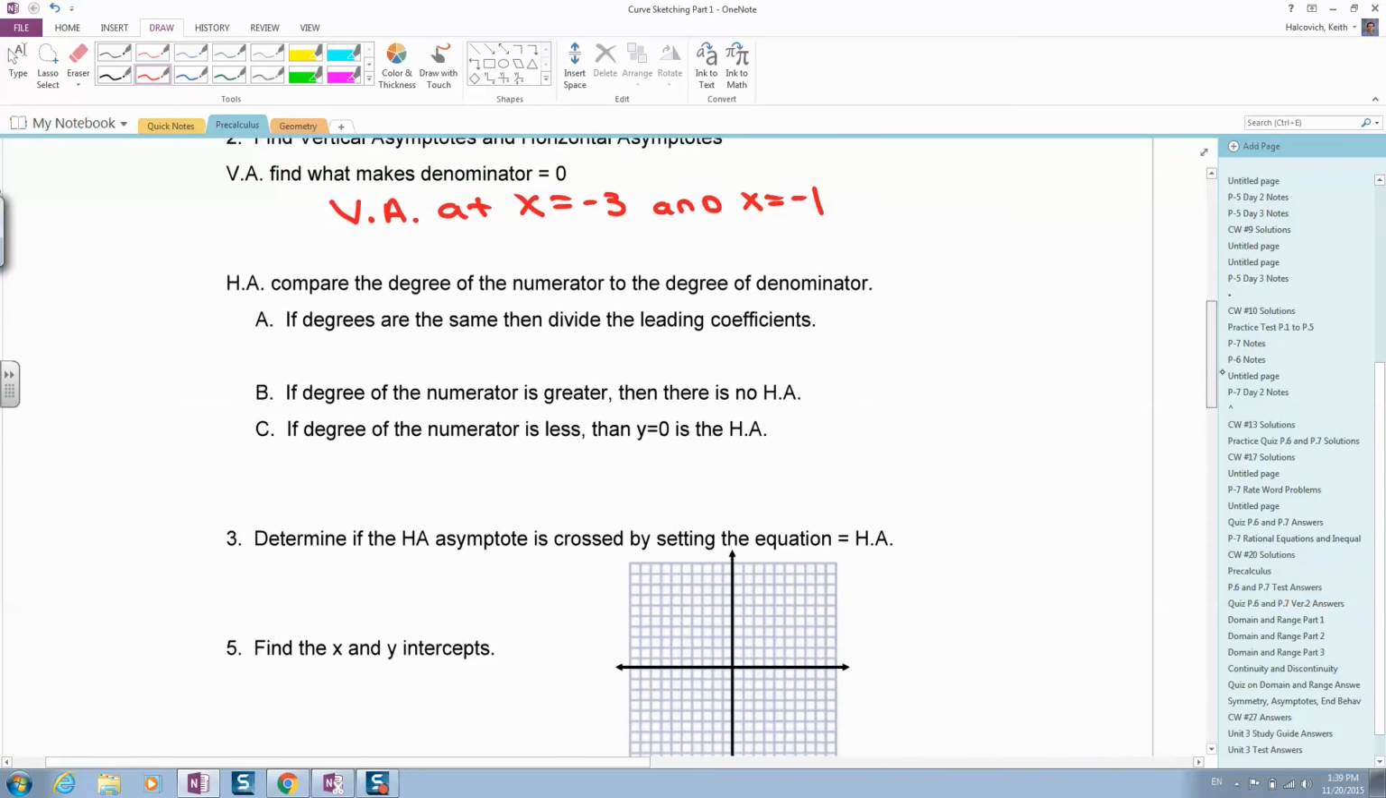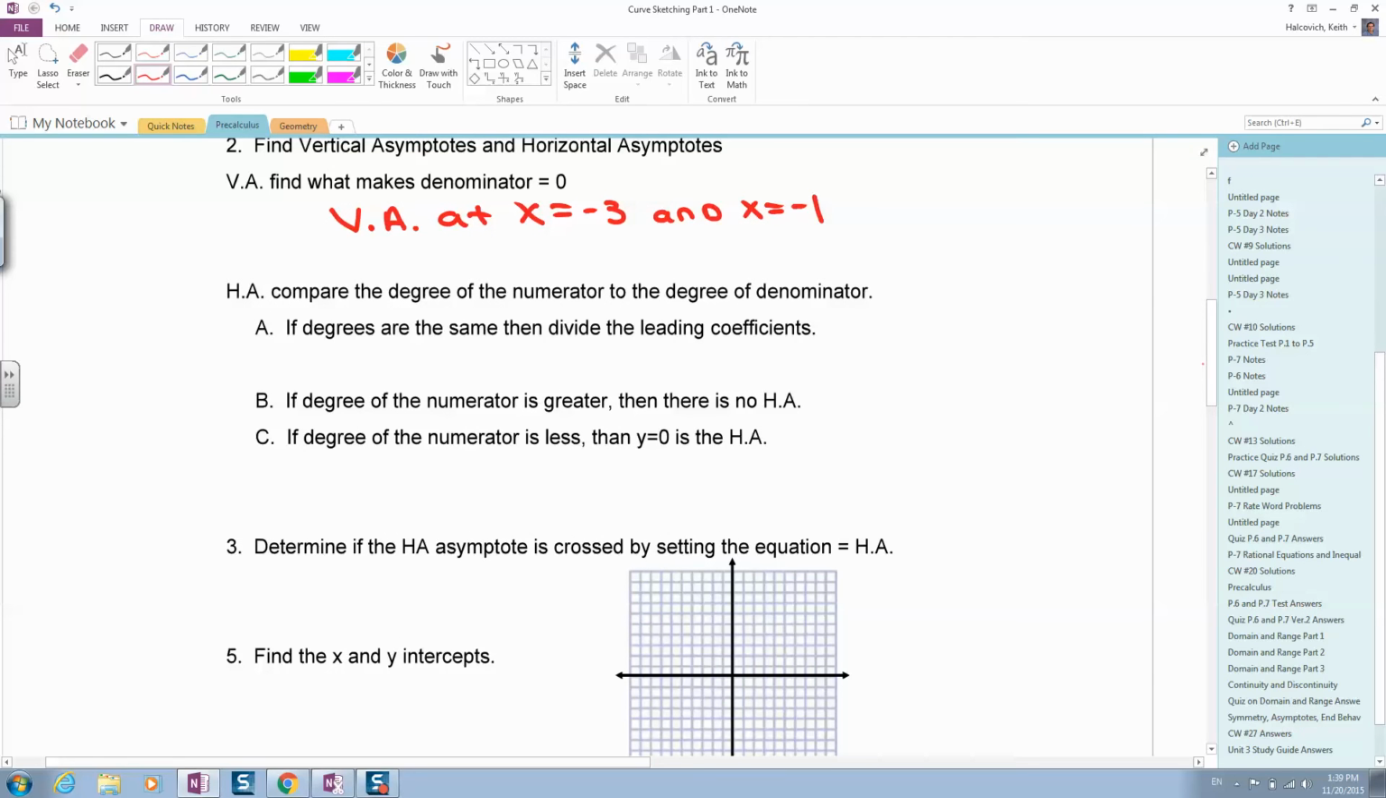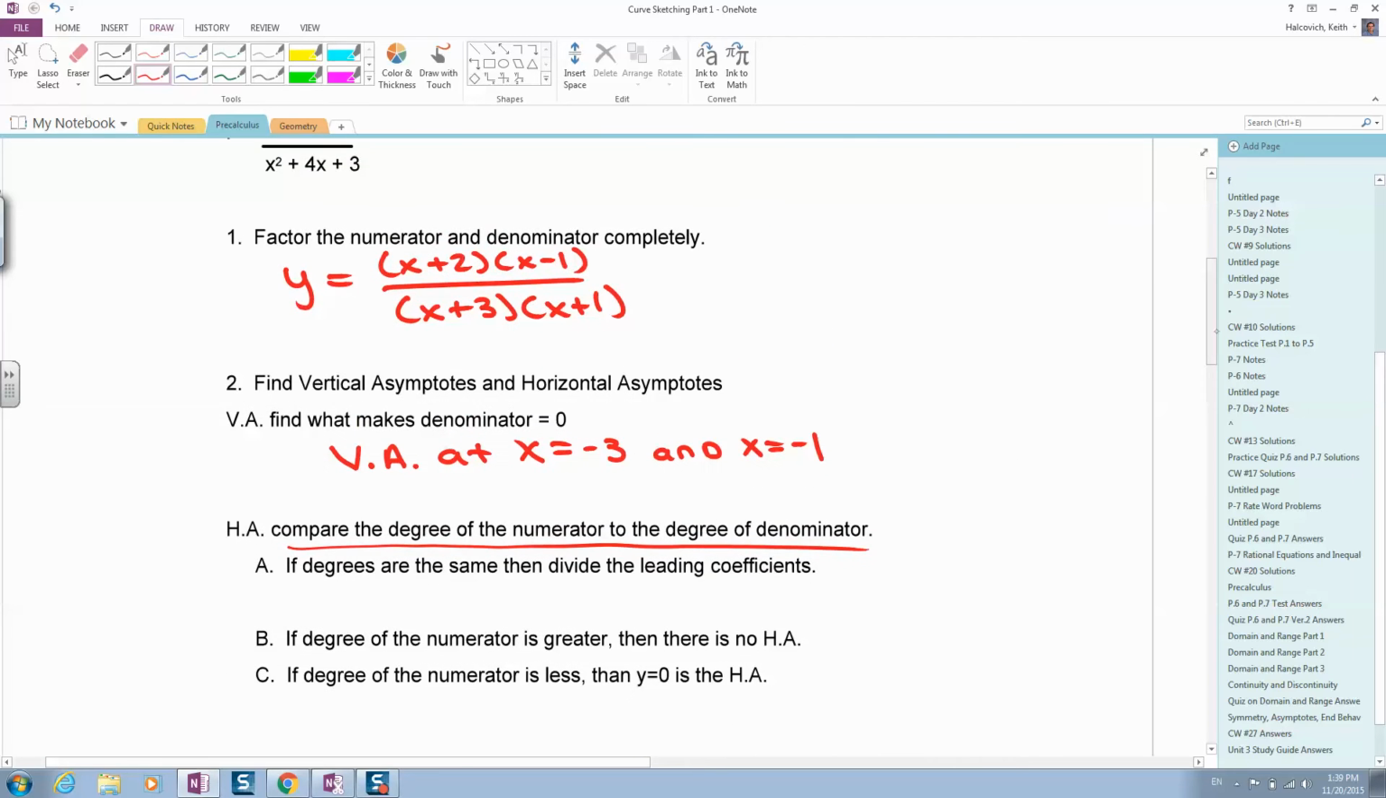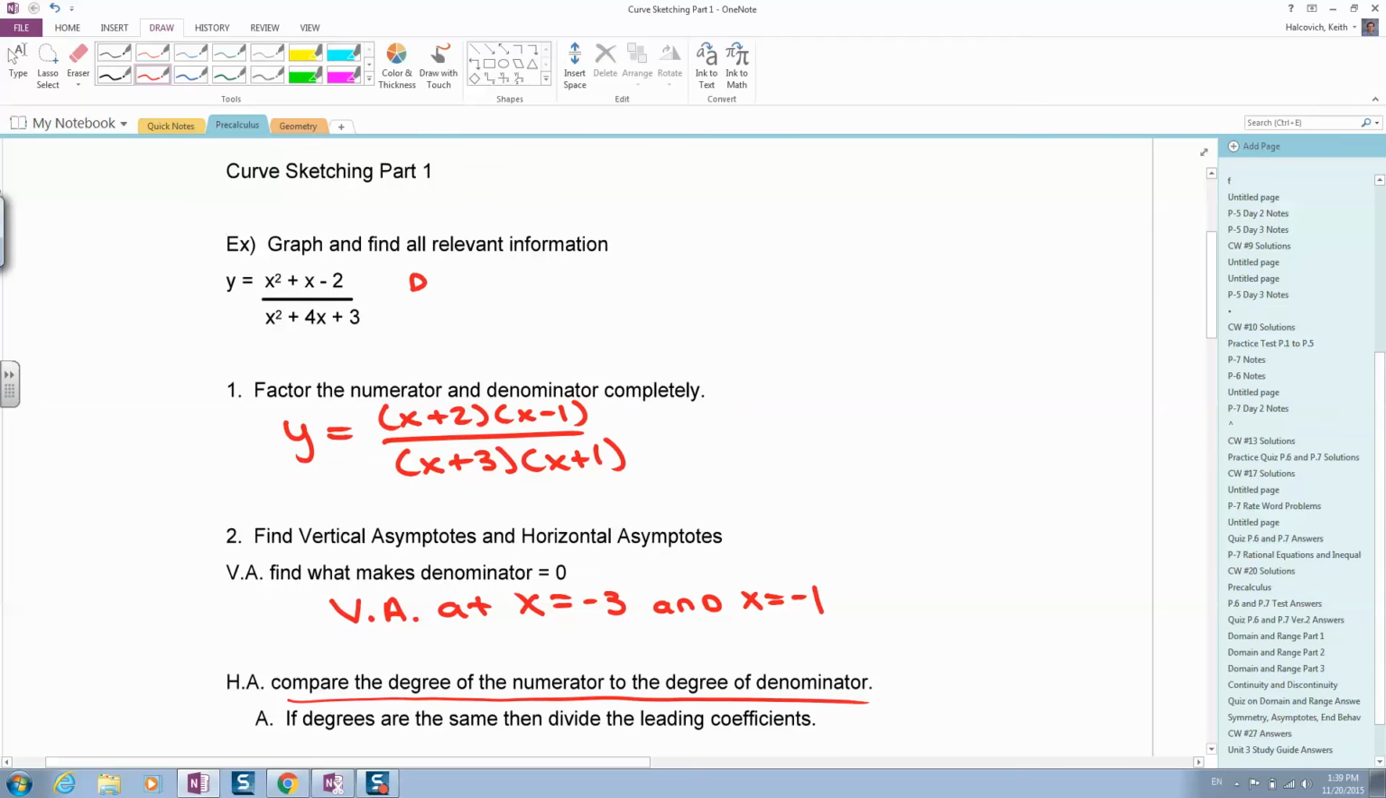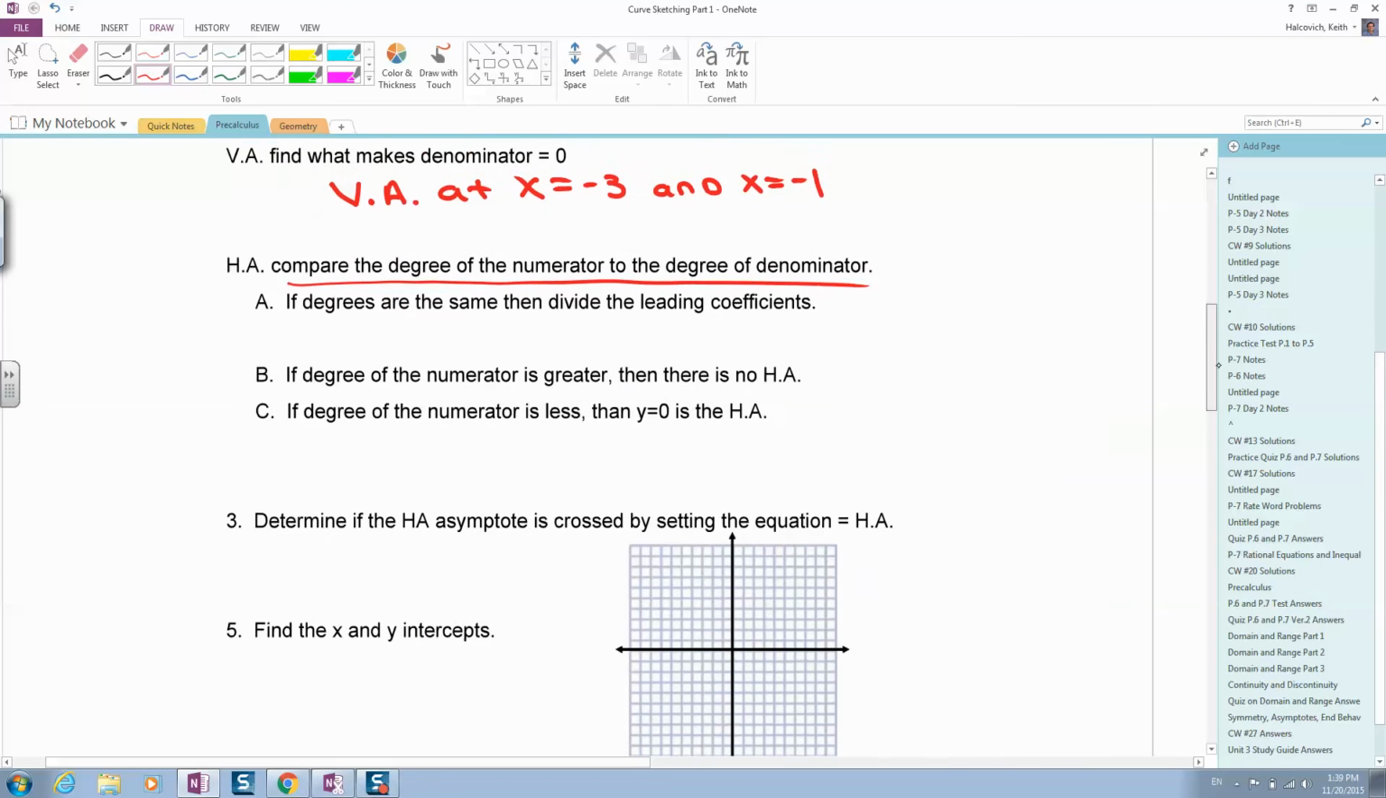Then we're going to want to find the horizontal asymptote, and the horizontal asymptote is found by comparing the degree of the numerator and denominator. If the degrees are the same, then you divide by the leading coefficients. And remember here, the degrees are the same because here it's a second degree, here's a second degree. Remember, highest power of x tells you the degree. So we divide the leading coefficients, which is 1 and 1, and we get that y equals 1.